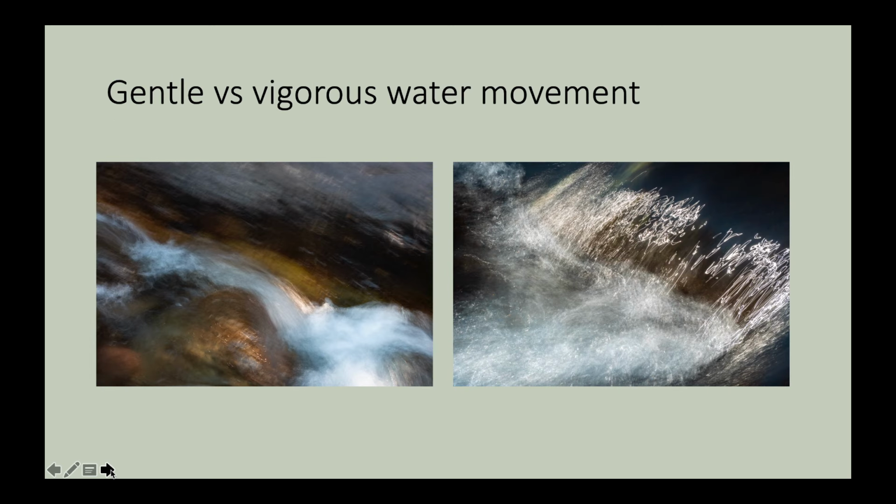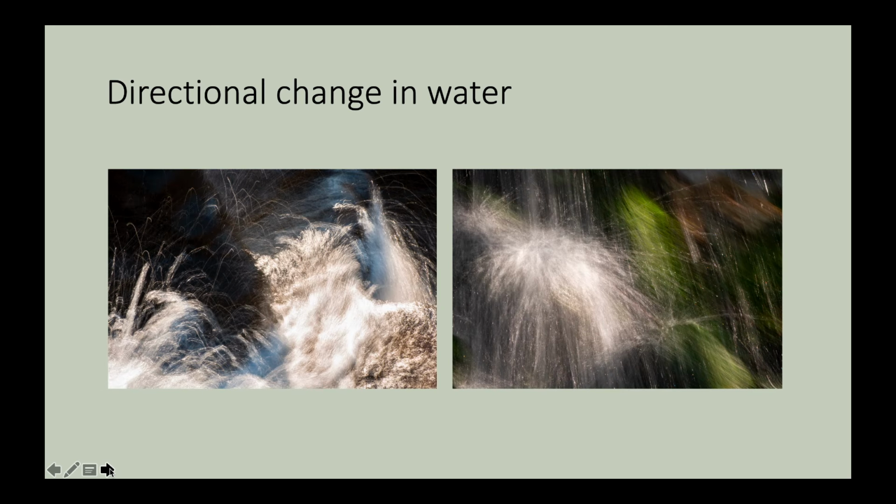Gentle versus vigorous water movement. As the water comes over the edge, it's quite smooth. Here we've got really, really smooth water, nothing going on, and then as it lands it's got really energetic pounding around. Same here, you've got this lovely white fluffy water and then the smoother water on either side. Directional change in water, you saw on my waterfalls a minute ago. Whenever the water changes direction, that gives you a fantastic opportunity to pick up a direction that it's moving in.